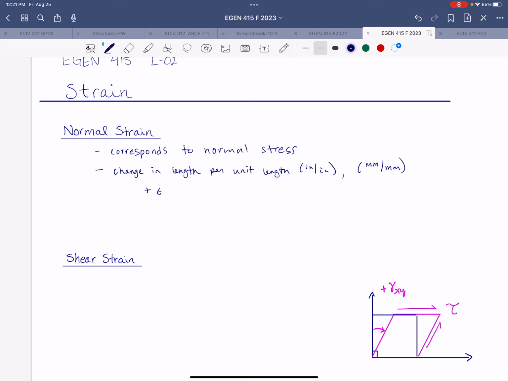A positive normal strain represents extension, and a negative normal strain represents contraction. Typically these are very small, less than about 0.005. Maybe we can attach units to it, inch per inch, say, or 0.5%.